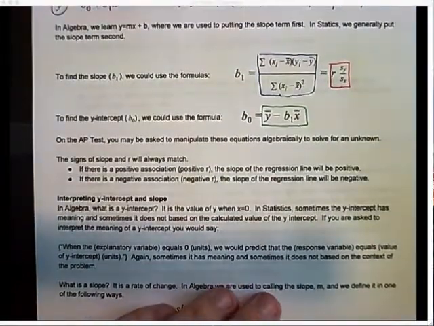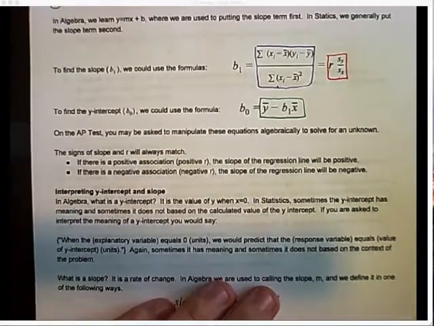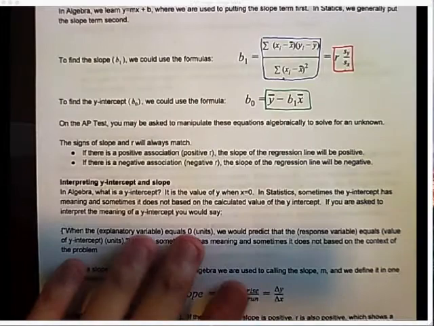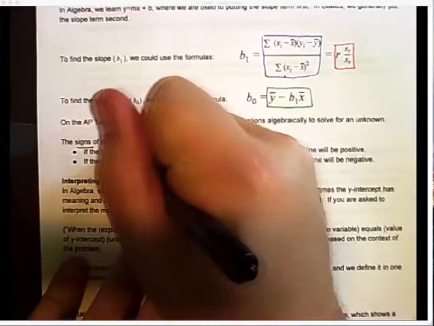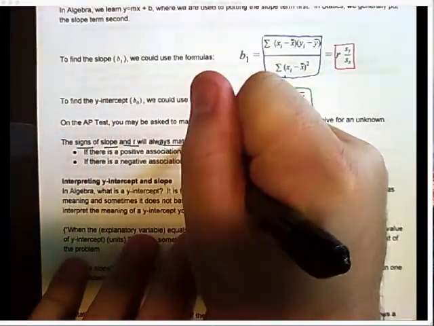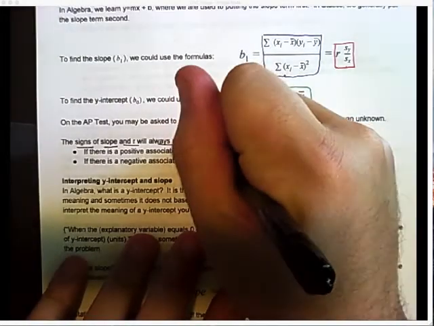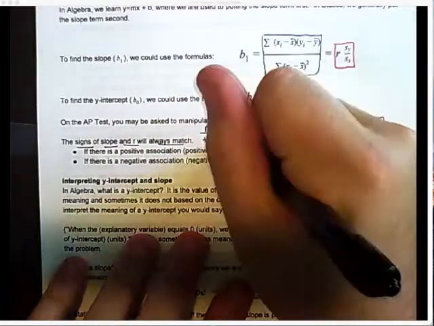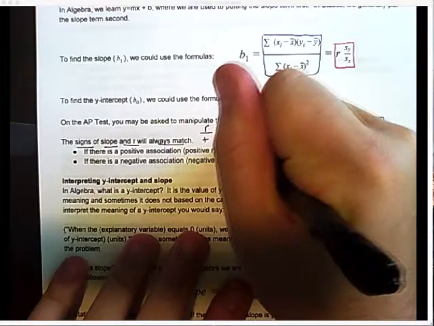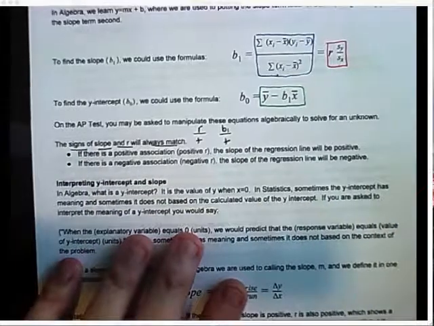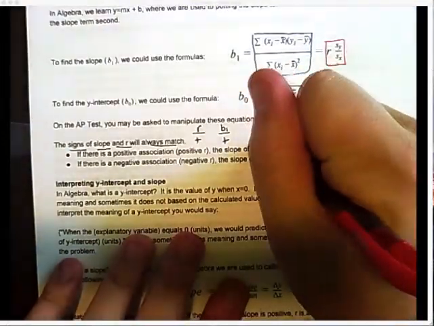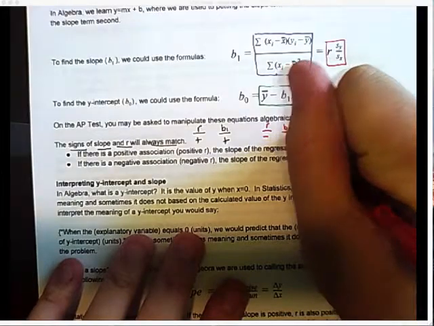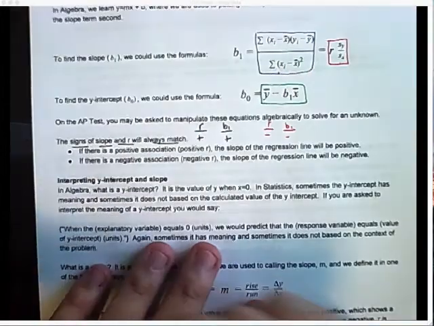All right. So here's a very important distinction here. The signs of slope and R will always match. So for instance, if R is positive, then the slope, which we call B1, will also be positive. If R is negative, B1 will also be negative.